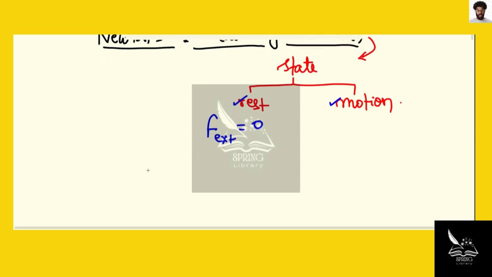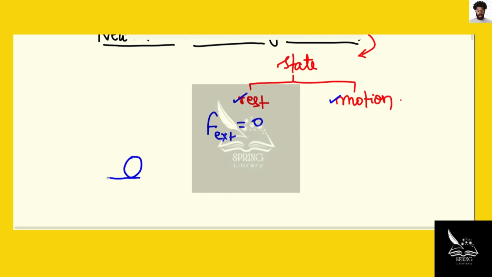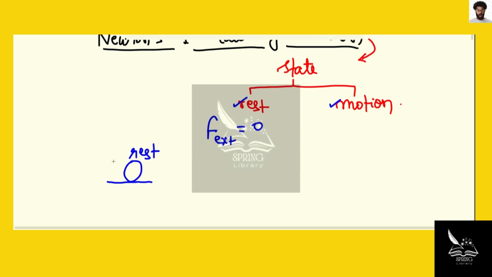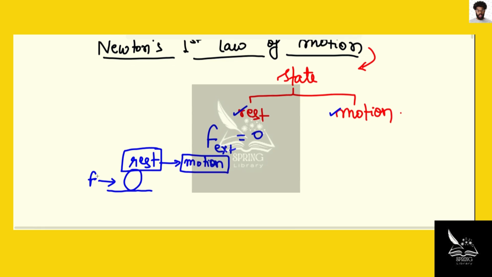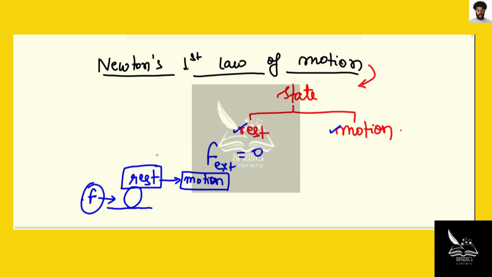So let's consider an example. Let's say a ball is lying on the ground, and initially we observe that it's at rest. This ball will not change its state until and unless an external force is applied. At the instant an external force is applied, it changes its state, and from the static state it comes to the dynamic state or the motion state. So here we observe that this external force is necessary to change the state, and Newton's first law talks about the consistency in maintaining the state.